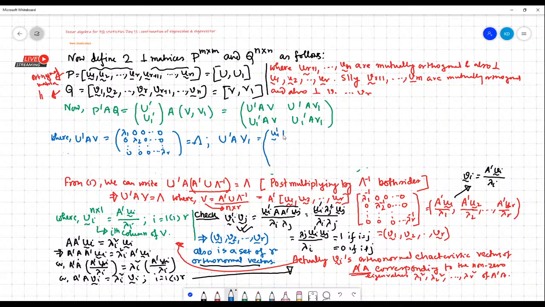U1 curl prime A, UR plus 1 curl, U1 curl prime A Vn curl, U2 curl prime A UR plus 1 curl, U2 curl prime A UN curl Vn curl, and the last row is UR curl prime A. This should be V, not U.